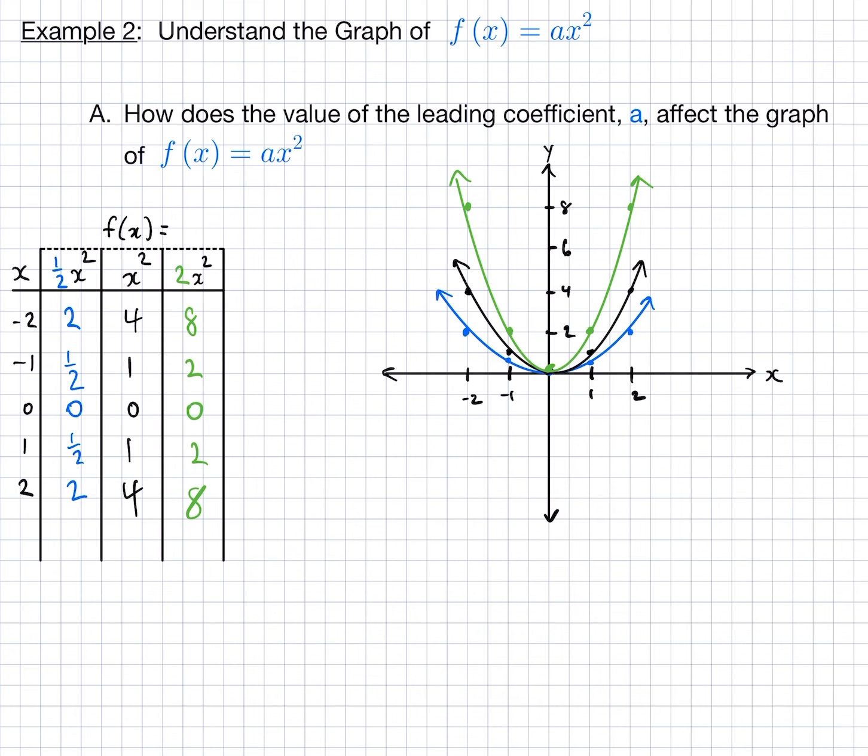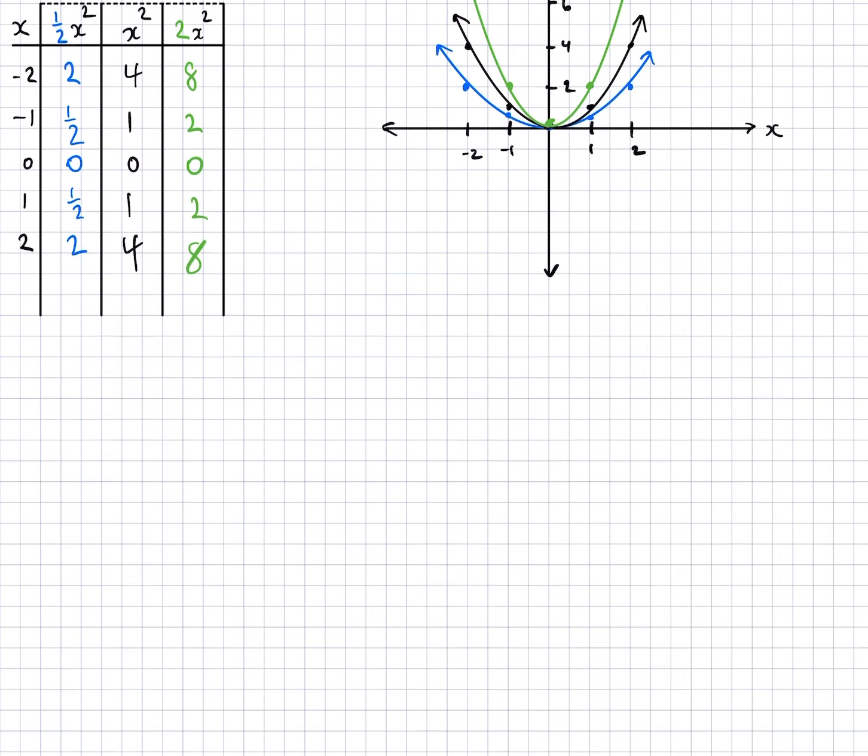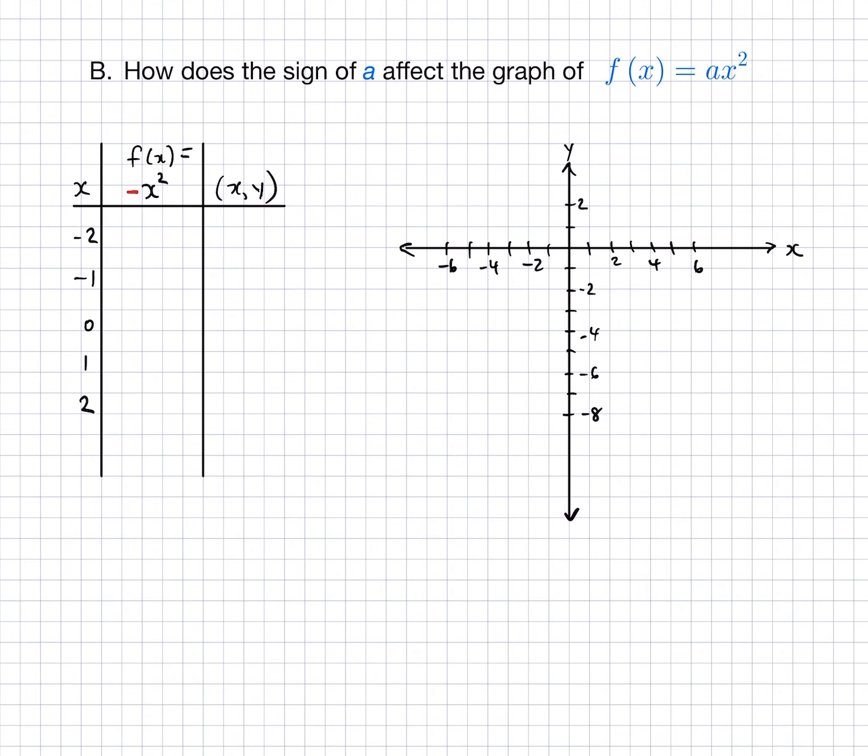Okay, so what we have concluded here is that the leading coefficient will determine the thinness or the wideness of the parabola. Okay, so that is example 2. So let's go ahead and go on to example 3. Example 3, or in this case 2b, is to figure out how the sign of the coefficient affects the graph of f(x) = ax². Okay, how does the sign change?